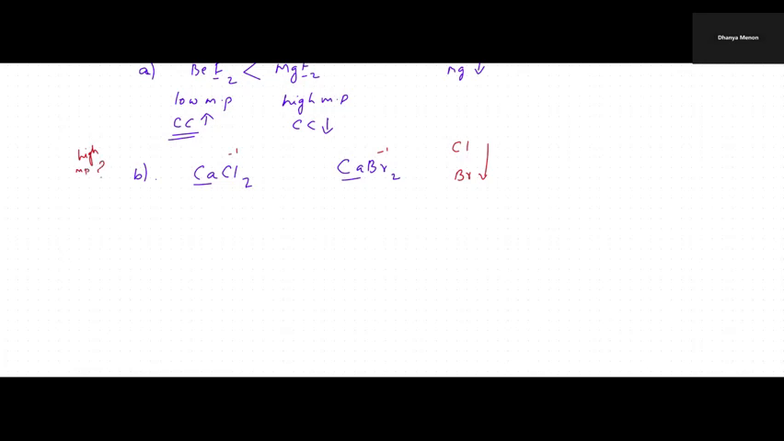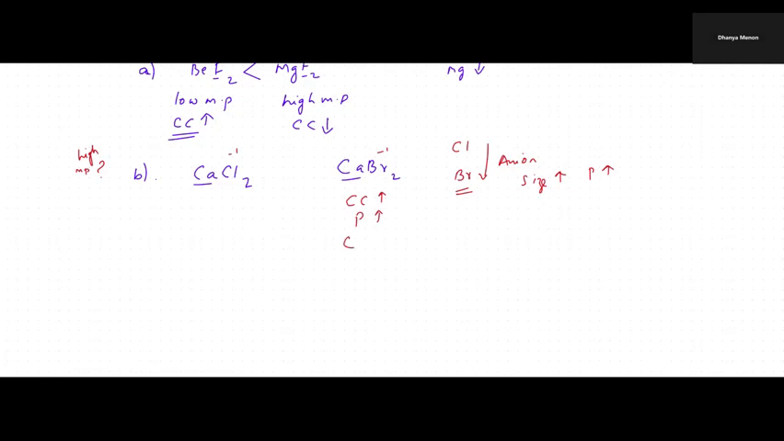Chlorine and bromine, as you're coming down, the size increases. So for anion, what did we learn? If for anion, size is more, as the size increases, polarizing increases. So bromine has more polarizing, right? Polarization is more for bromine. So here, the covalent character is more. Why? Because the polarization is more, because the size of bromine is more. So what happens? Covalent character is more.